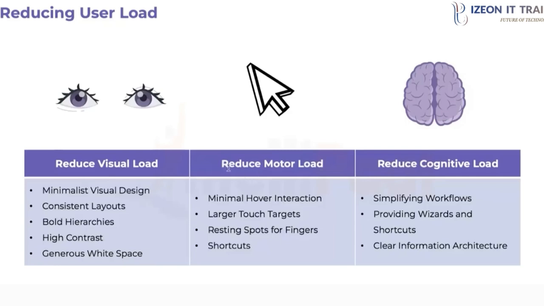What can you do to reduce the motor load? Minimal hover interaction. Let's say on your website, everything is on hover, and only then would the user understand. It will increase the motor load. Large touch targets. If you have a tiny touch target, what should the minimal touch size be? Read the Material Design guidelines, read the Human Interface Guidelines. If in an interview you give such answers, 28, no. If you say 40, no. It would be a disaster.